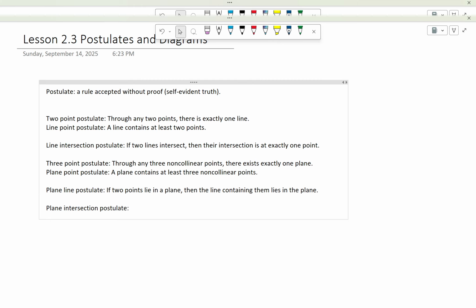And last but not least for today, we have the plane intersection postulate. Well, we know that two lines intersect at exactly a point, and if we have two planes that intersect, how do they do so? At exactly one line.